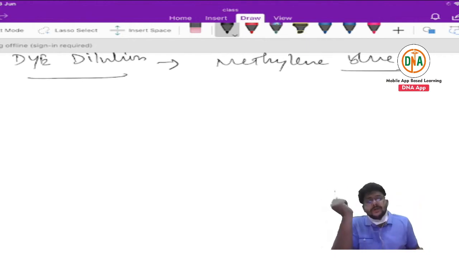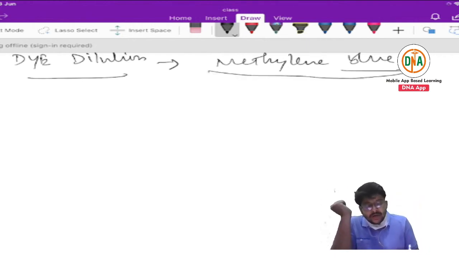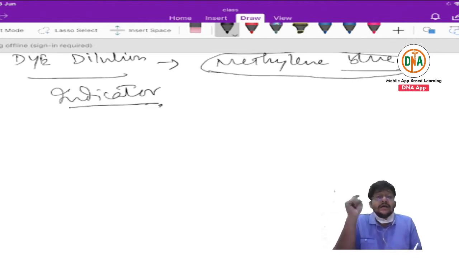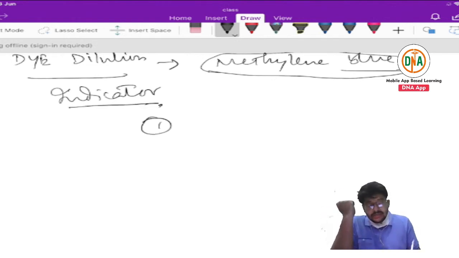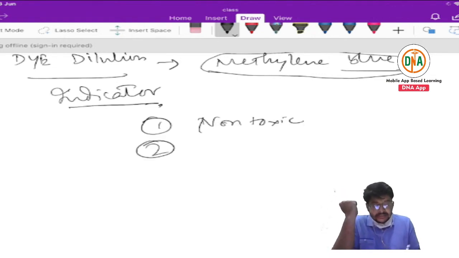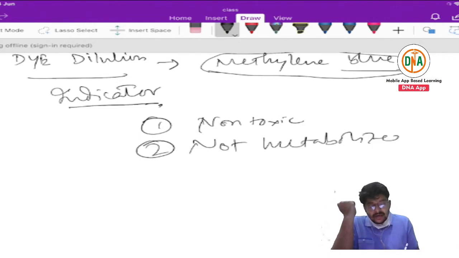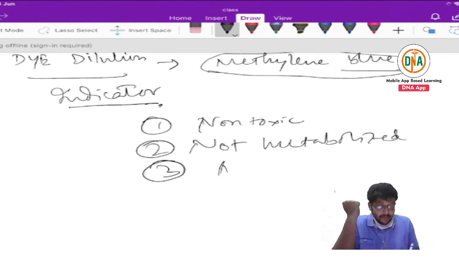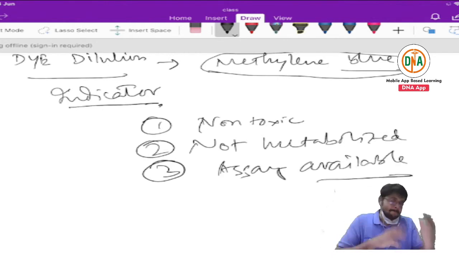So basically, for dye dilution, we need a particular substance that is an indicator substance, and the characteristics of the indicator are such. One, the indicator should be non-toxic. Second, the indicator should not be metabolized. And the third, the indicator should have a particular assay. So the assay should be available. Assay means the method to examine the indicator, the method to calculate the blood volume of the indicator.